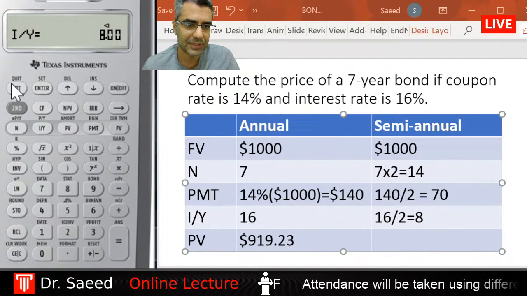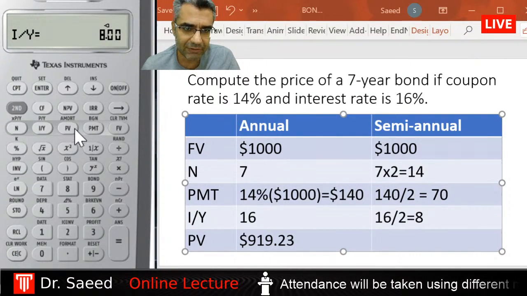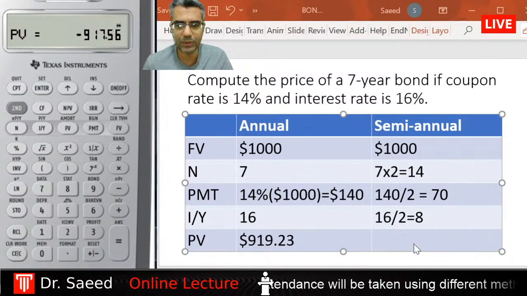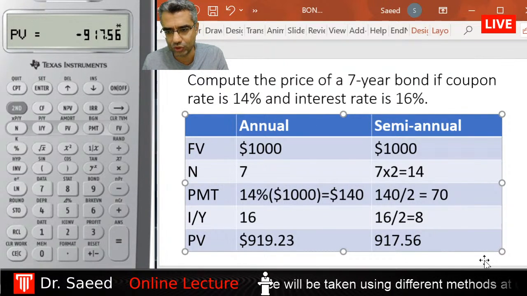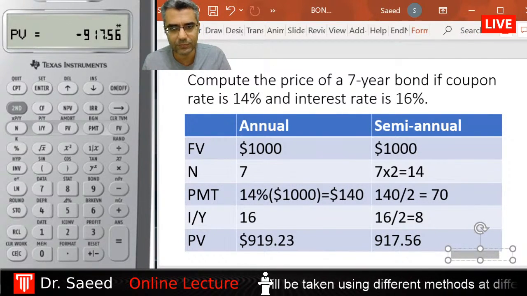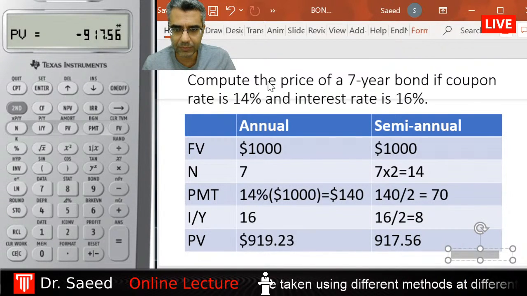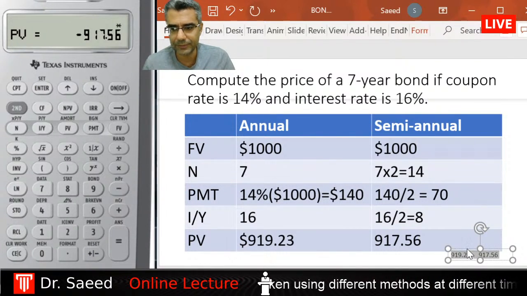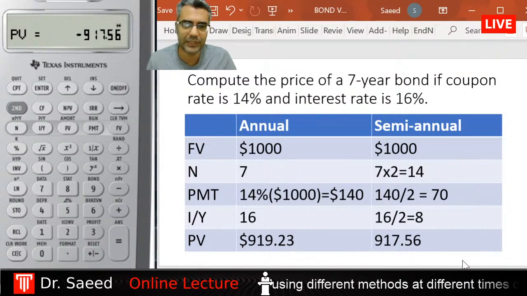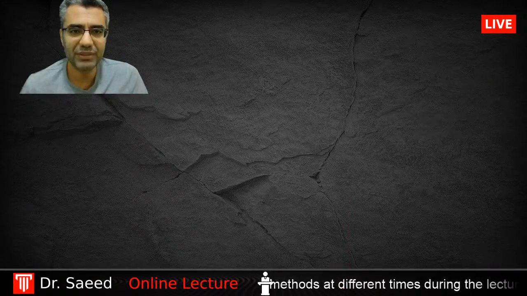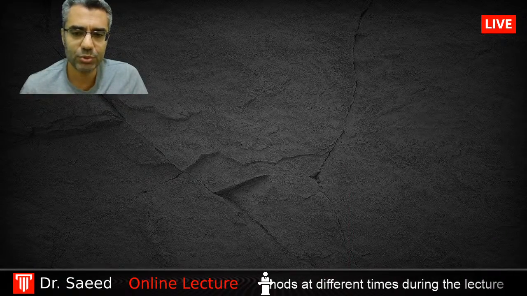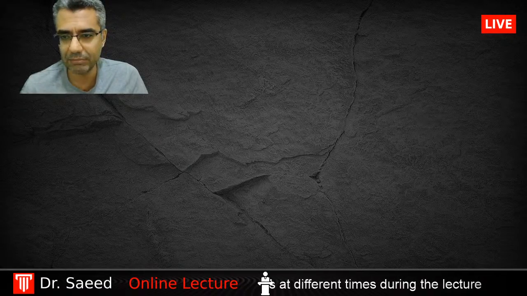Now compute: CPT, present value PV. And the price is 917.56. Let me check. I want to check whether my answer is correct. Yes, my answer is correct. So this is the way we use the financial calculator to compute the present value of a bond. Very easy. There are just 5 parameters. You identify 4 of them, and then you compute the 5th one, right? But every time you need to make sure that you have reset the memory, right?